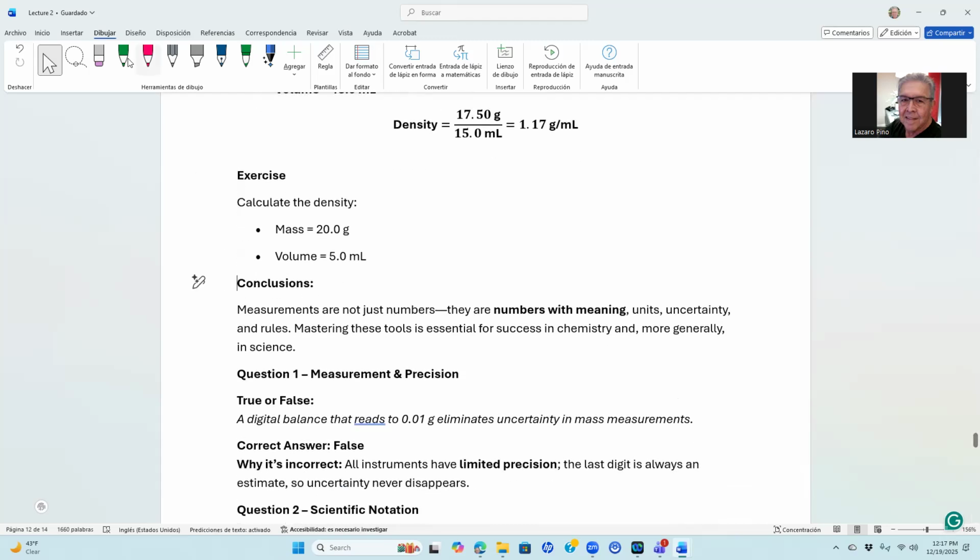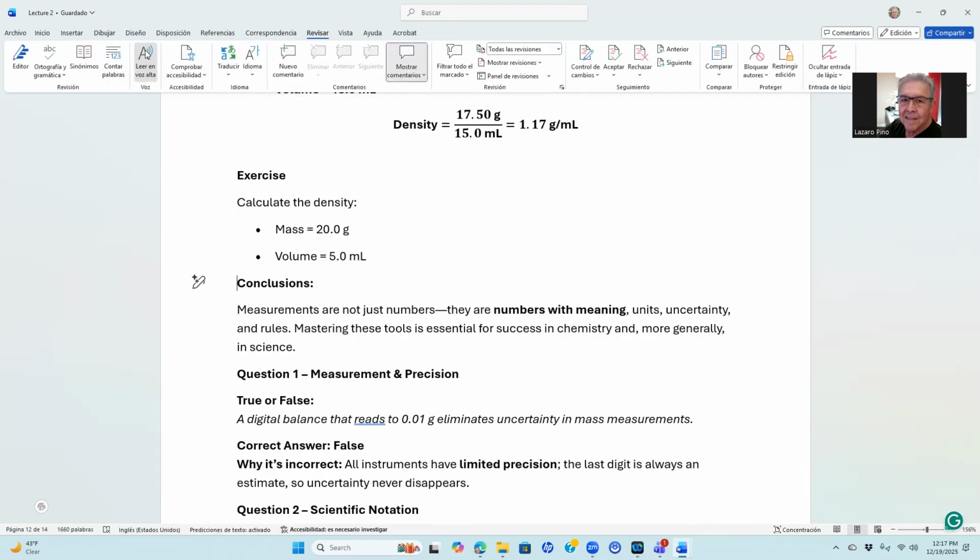So, conclusions. Let's go to conclusions. Measurements are not just numbers, they are numbers with meaning, units, uncertainty, and rules. Mastering these tools is essential for success in chemistry and, more generally, in science.